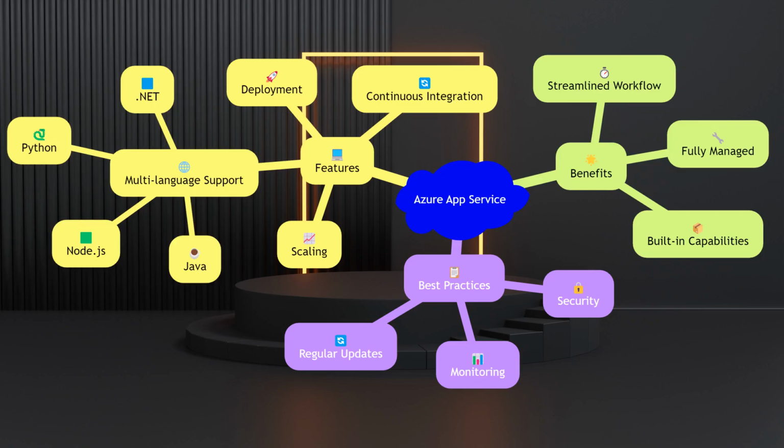Azure App Service is a fully managed platform for building, deploying, and scaling web apps. It supports multiple languages and frameworks, including .NET, Java, Node.js, and Python. The service provides built-in capabilities such as continuous integration, deployment, and scaling, making it an ideal choice for developers looking to streamline their workflow. In this presentation, we will delve into the process of creating an Azure App Service web app, exploring its features, benefits, and best practices.